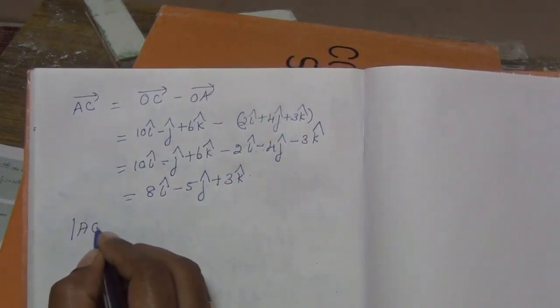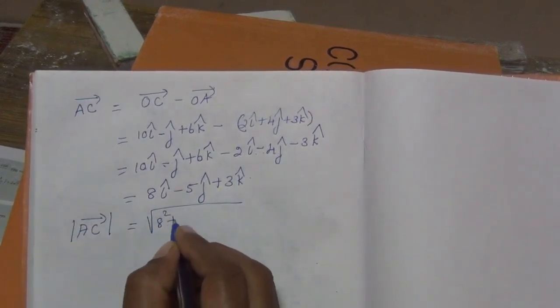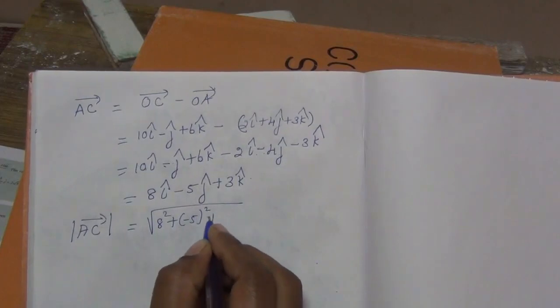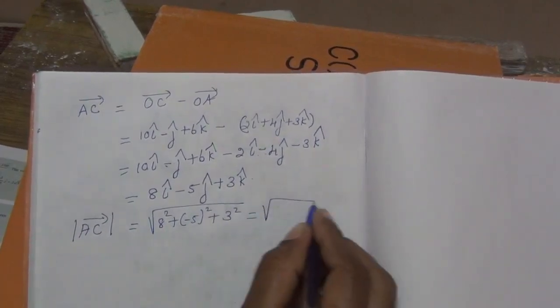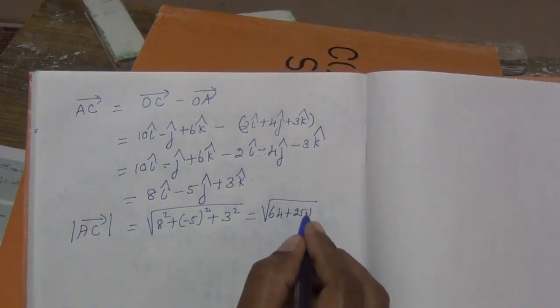Now it is easy for us to find the modulus AC vector: square root of 8 square plus minus 5 the whole square plus 3 square. So root 64 plus 25 plus 9.